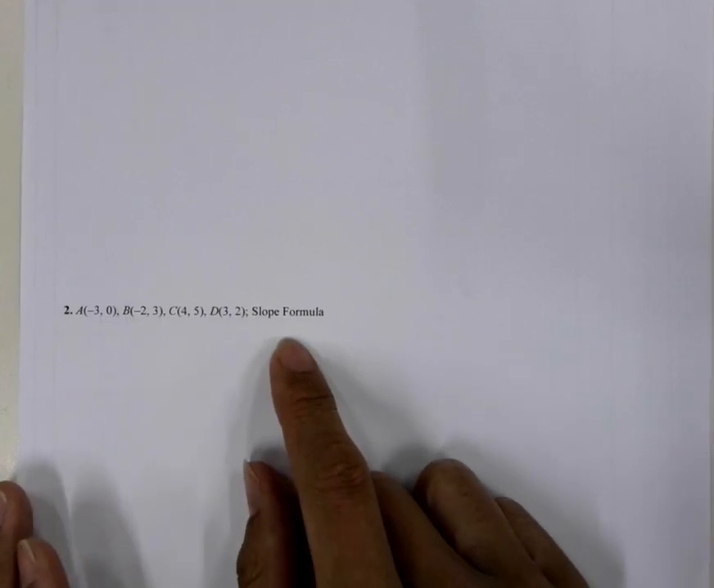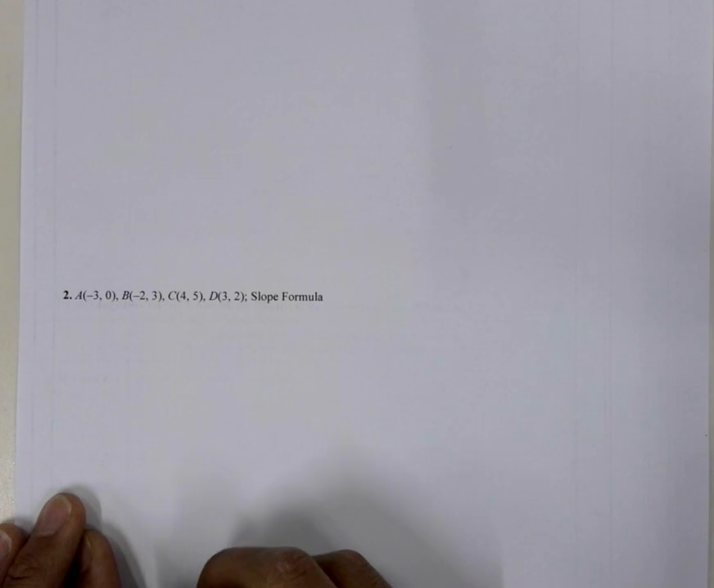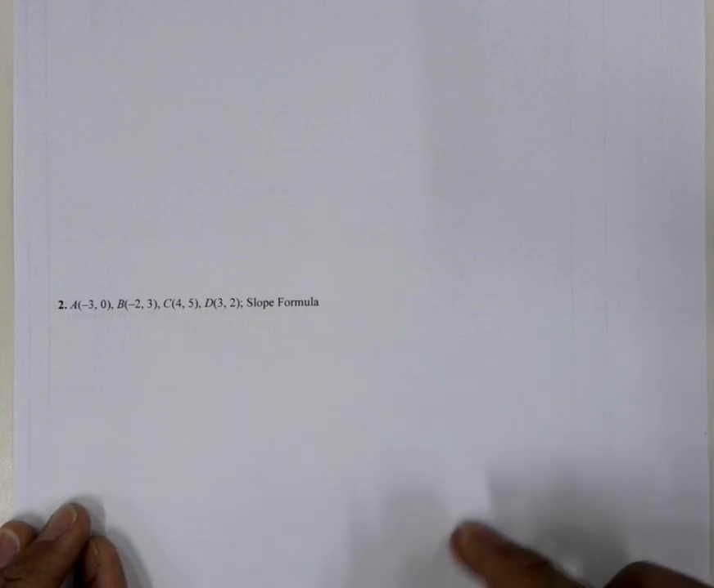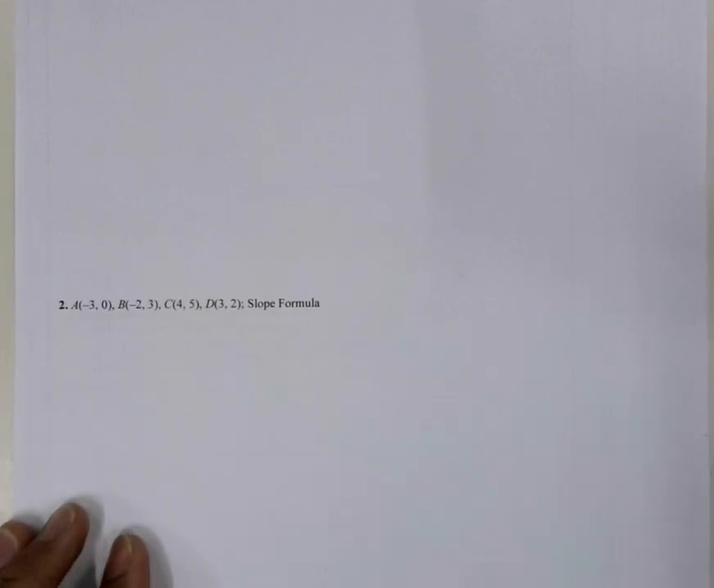And then on the second one, we're also going to graph it, but we're going to use the slope formula to see if the quadrilateral is a rectangle by checking the 4 angles of the quadrilateral, making sure they're all 90 degrees. So I'll show the answers in the next video.